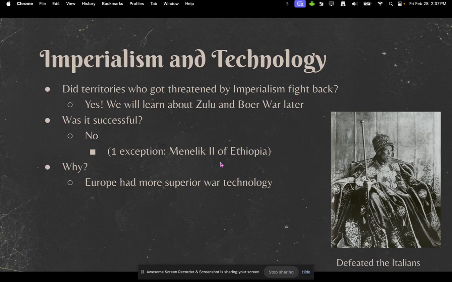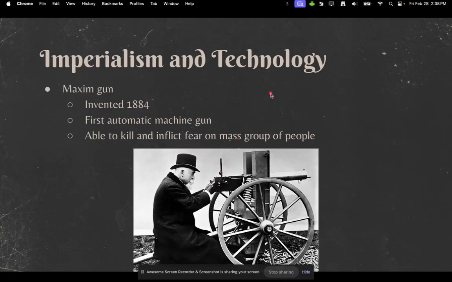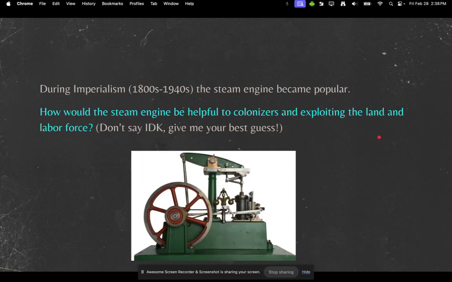So why were the Europeans so dominant? The reason for that is they had more superior war technology. One of those technologies would be called the Maxim gun. And it was invented in 1884. It was the first automatic machine gun, which if you look here, you're like, wait a minute, that's just like a cannon with a gun attached to it. Yeah, that's pretty much what it was. And it was able to kill and inflict fear on mass groups of people.